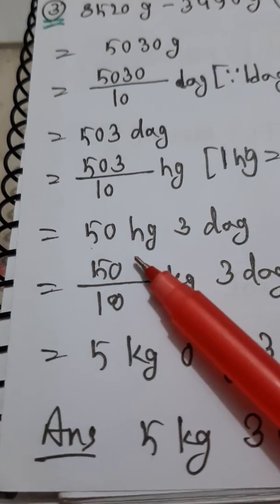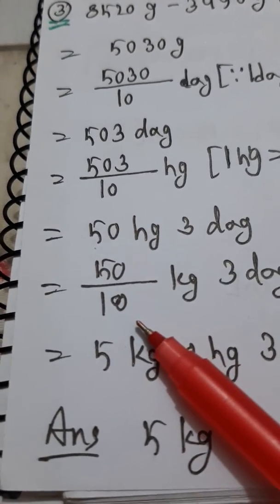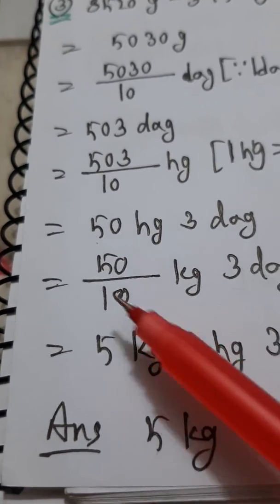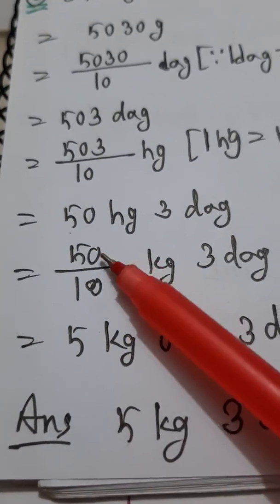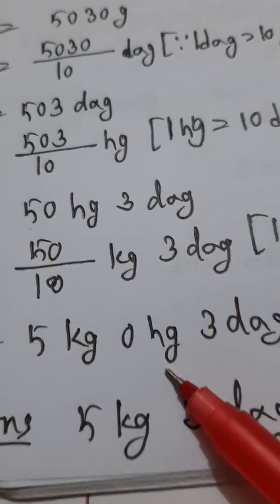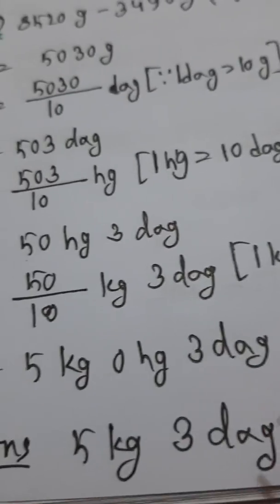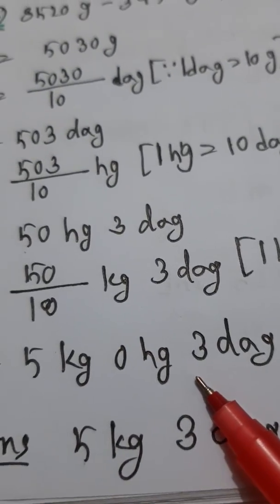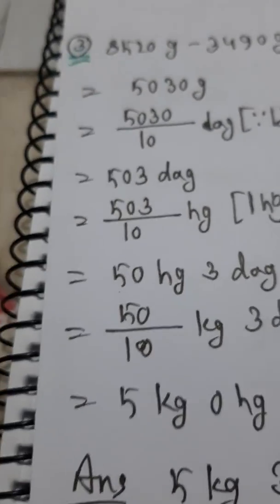Then we convert hectogram to kg. It is also divided by 10. So 5 kg, 0 hectogram and 3 decagram. The answer is 5 kg, 0 hectogram, 3 decagram.